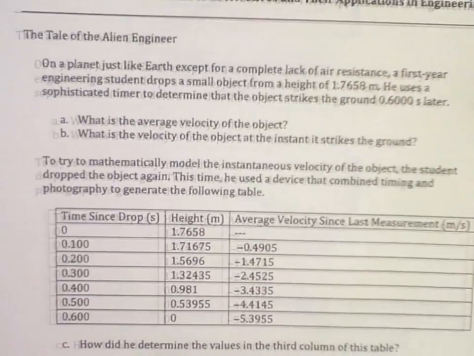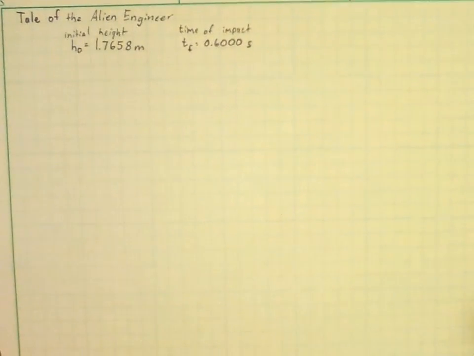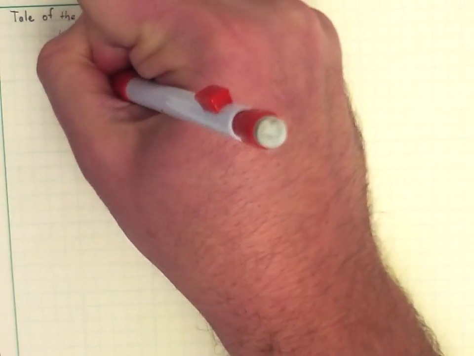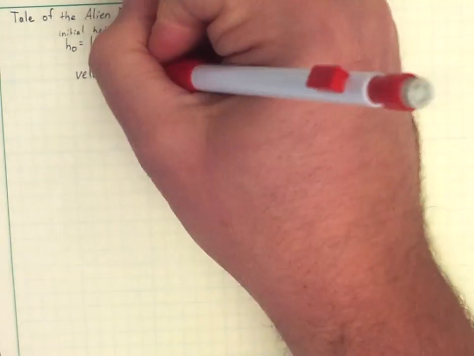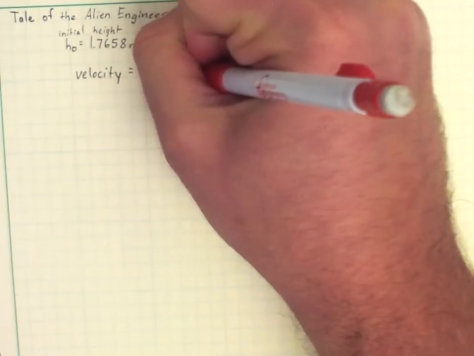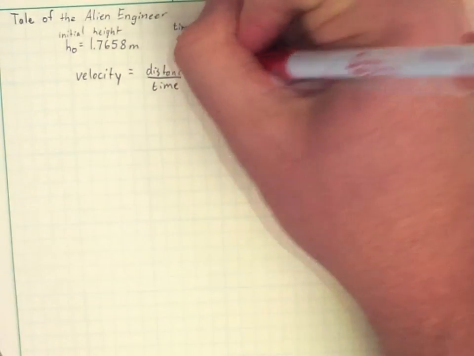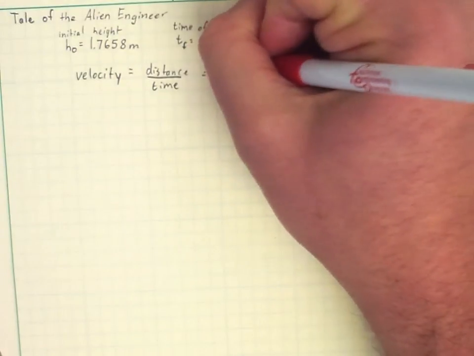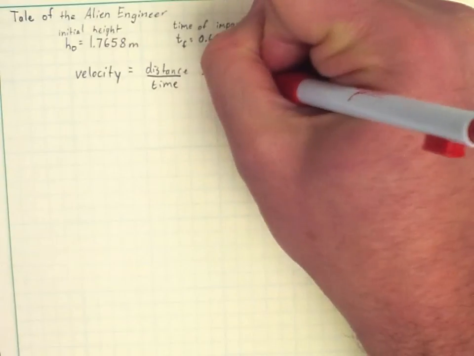Well, what is velocity? So velocity is the rate at which something moves. And velocity, and we've talked about this with other things in previous units, is distance over time. More specifically, for this problem, it's our change in height over our change in time.